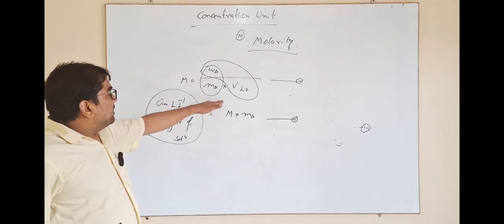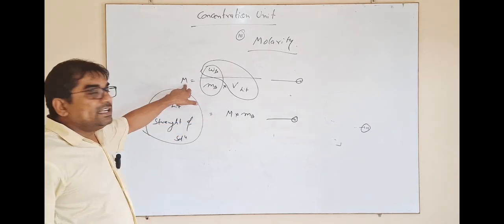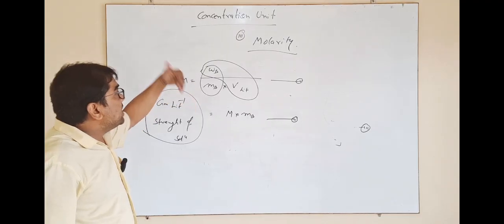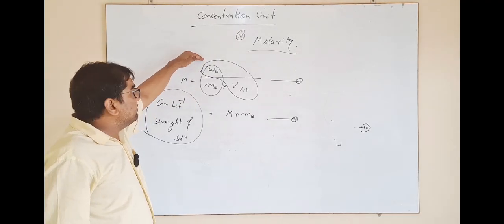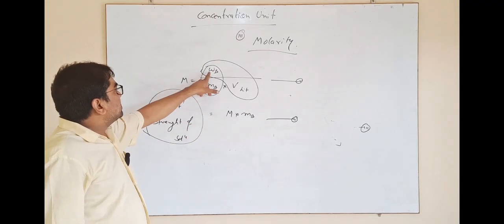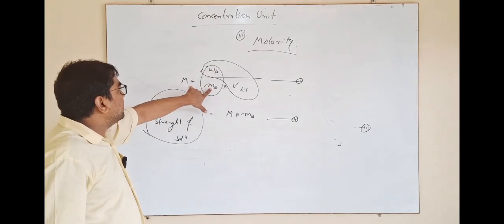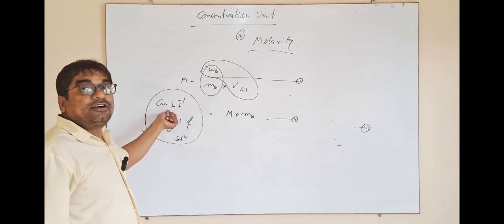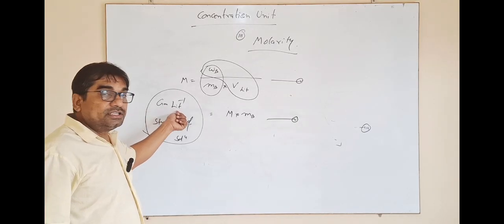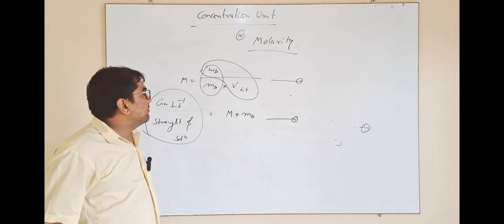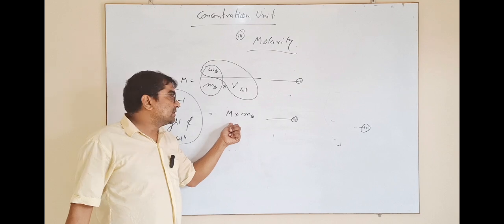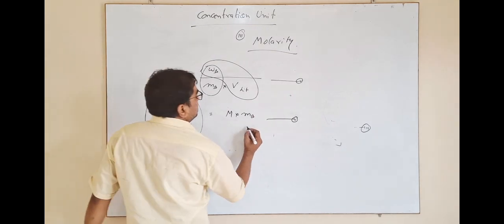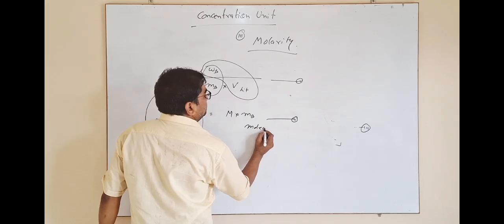If in a given numerical, the molarity concentration of the solution is given and the name of the solute is given, then on the basis of these two data we can find the strength of solution in the form of gram per liter. It is the product of molarity of solution and molecular mass of solute. This is the molecular mass.